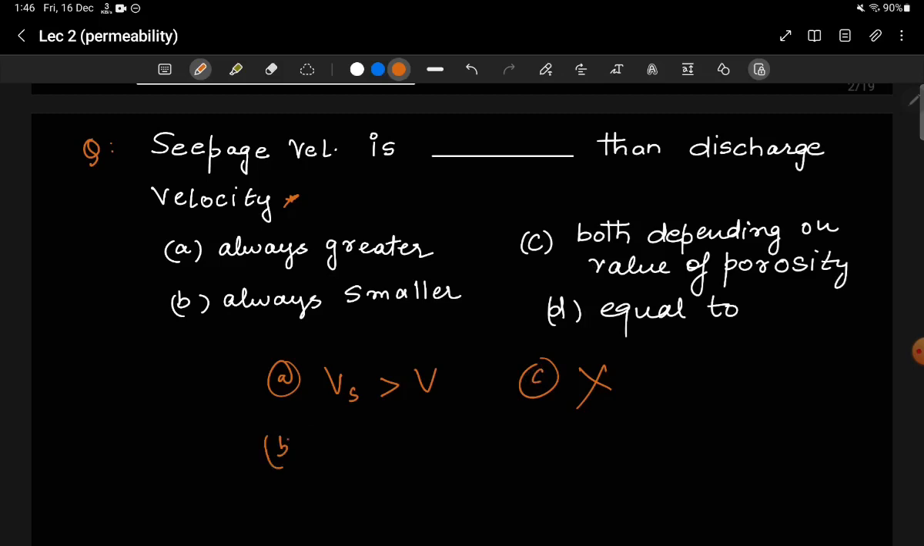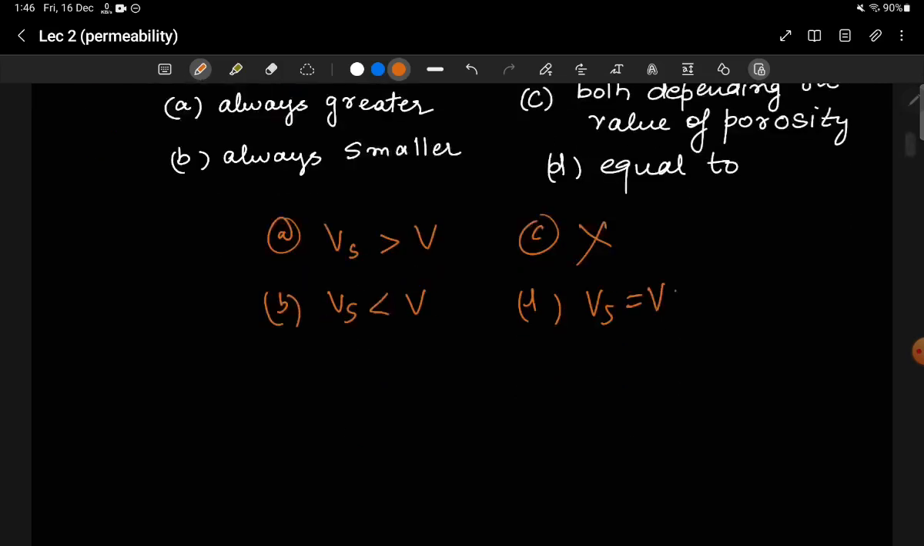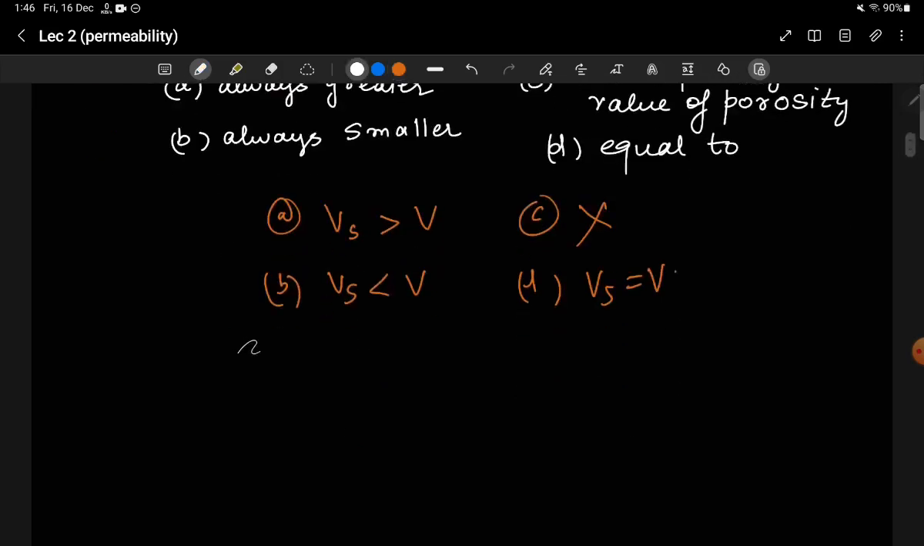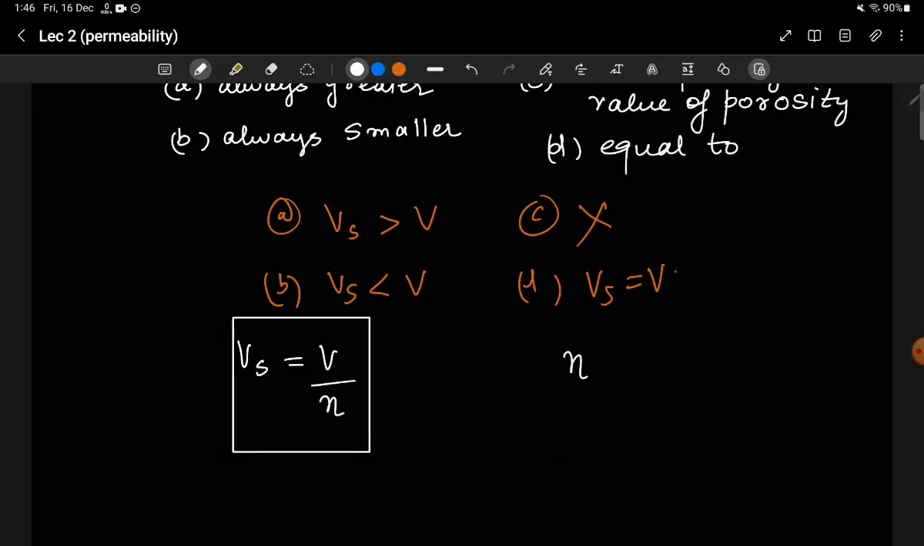The B option is always smaller: Vs is always less than V, and the D option says Vs is equal to Vv. So to solve this question, we'll have to see the formula that Vs is given by V by n, where n is the porosity. Now the value of porosity, as we know from the basics of soil mechanics, n is always less than 1.